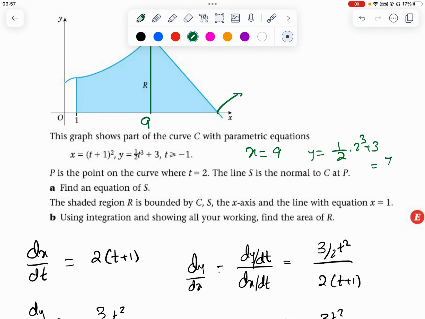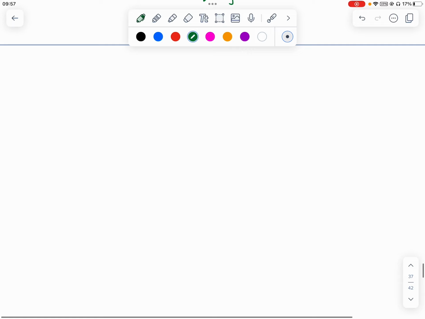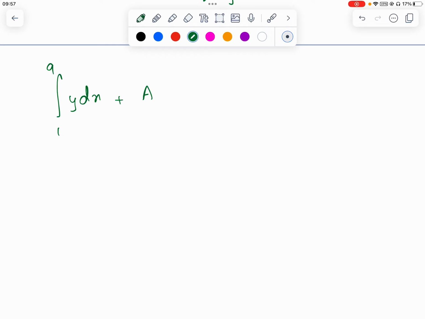And this value of x, where the normal meets the x-axis. What was the normal? y plus x equals 16. So y equals 0, x equals 16. This value is 16, and this height is going to be 7. So area under the curve plus area of the triangle. Area under the curve from 1 to 9, y dx, plus area of the triangle. That's going to be the area of the shaded region.